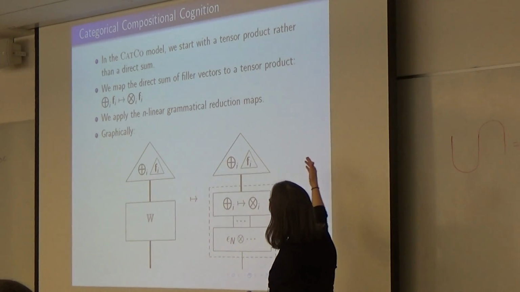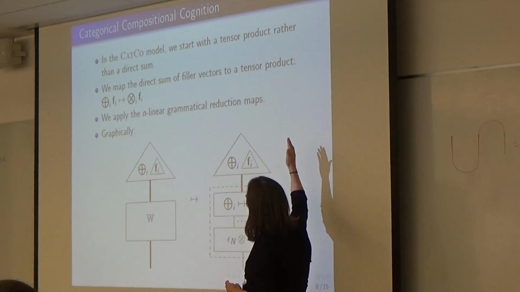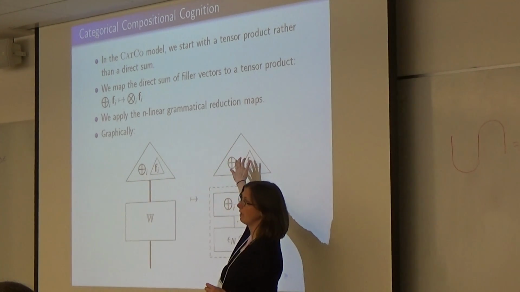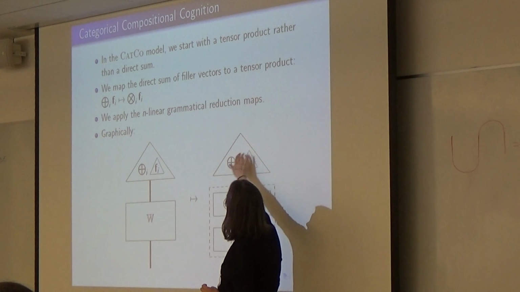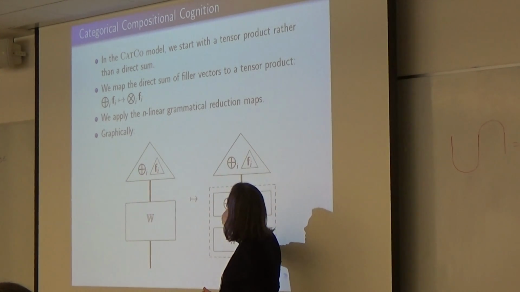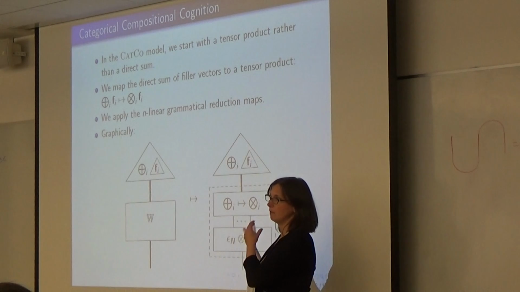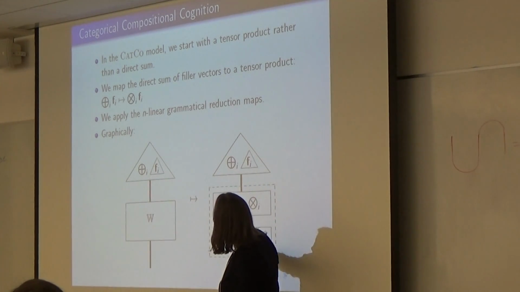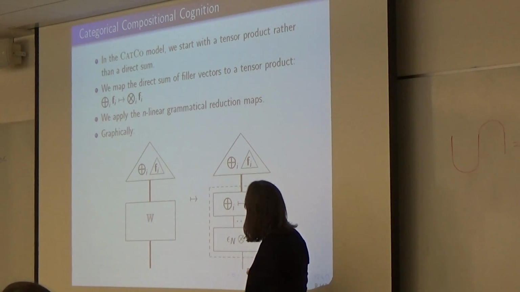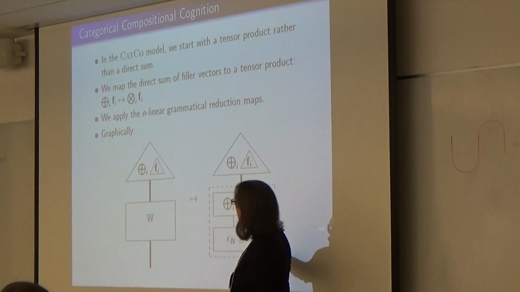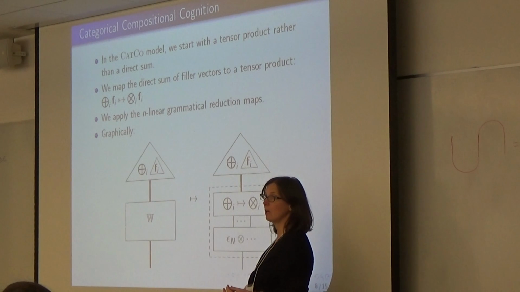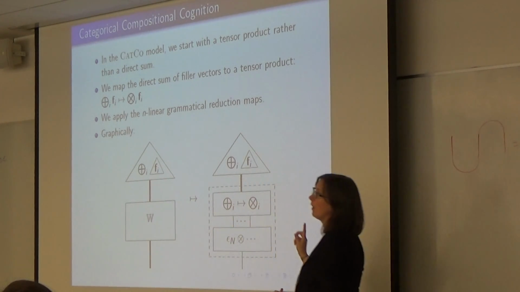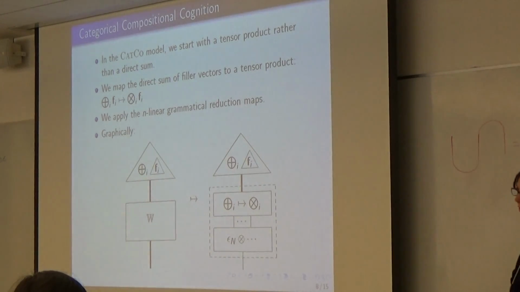In contrast, in the categorical compositional model, supposing we start with the same direct sum of filler vectors, we map the direct sum to a tensor product just in the obvious way. Then we get a set of thin lines coming out. We can then apply the linear maps that I described on the previous slide, and we come out with just a single vector in a sentence space.